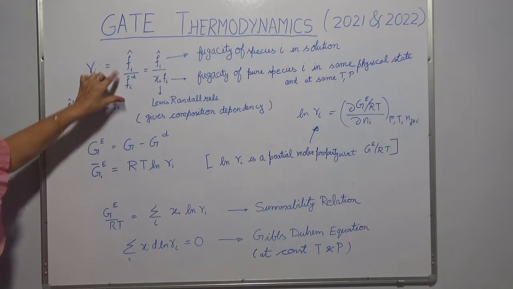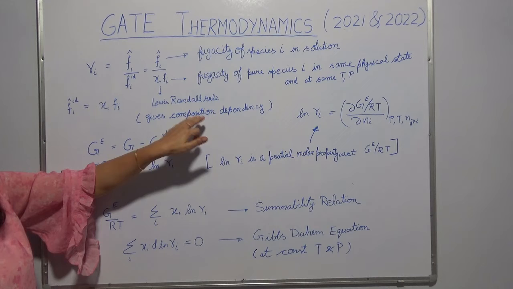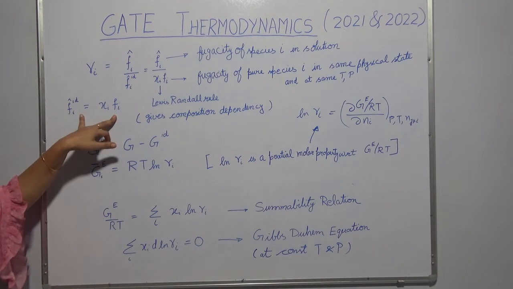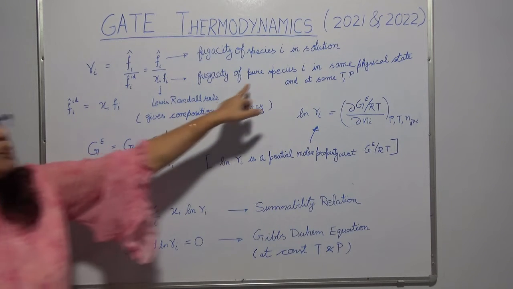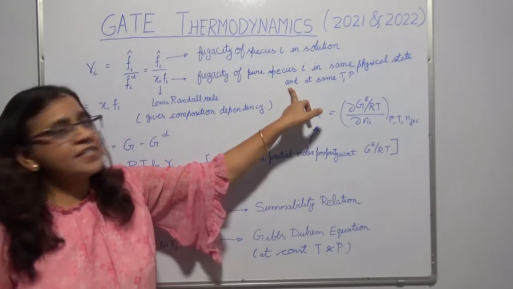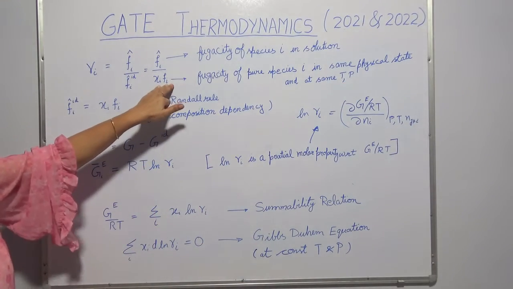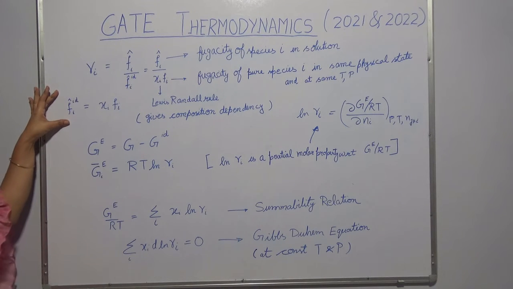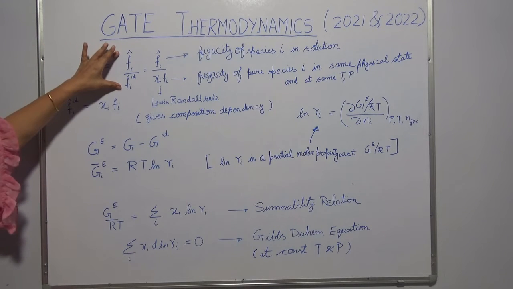I am going to evaluate this quantity using the Lewis-Randall rule. You all know that the Lewis-Randall rule gives you the composition dependency of fugacity. So xi is the mole fraction and fi is the fugacity of the pure species i in the same physical state and at the same temperature and pressure as that of the solution. That's how fi is evaluated, and if you multiply it with the mole fraction, you get the fugacity of the component i in the ideal solution. That's how your activity coefficient is defined in terms of the ratio of fugacities.